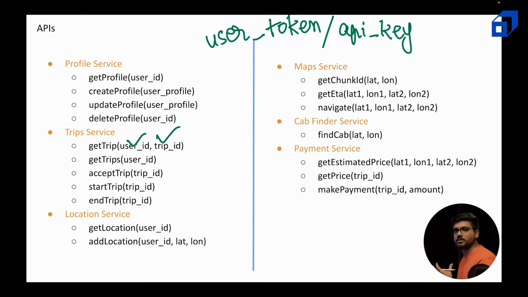Whenever a user is logged into an application, there will be some token or API key created against them. And this is going to persist over a longer time as well. If it's an API key, the user token will get generated every time the application is opened.